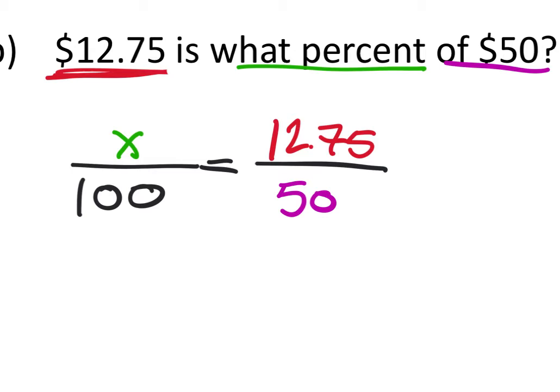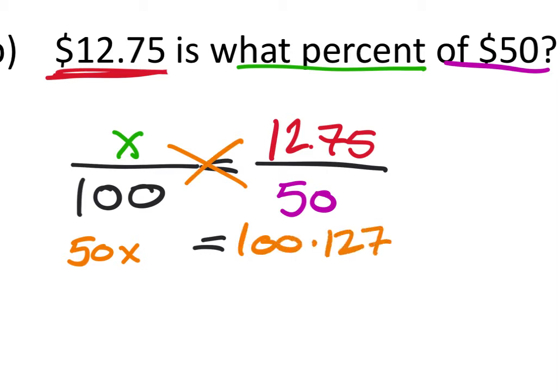So we used scale factors and fish method. So I'm going to use cross multiplication on this one. I do x times 50, which I would just write as 50x, which equals the other cross, 100 times 12.75. That'd be $12.75 there, which now equals 50x.